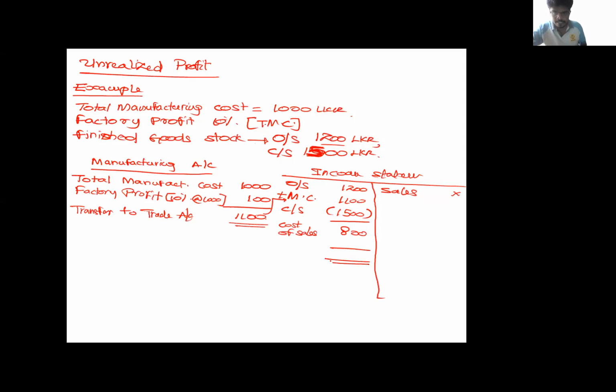Then difference between these 2 points we can identify as the gross profit. Then I am taking gross profit here. Then we need to add the other income. Under that, we should take this one. Don't put the factory profit.